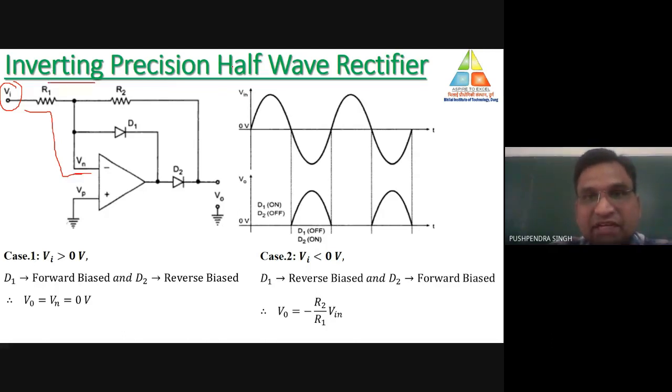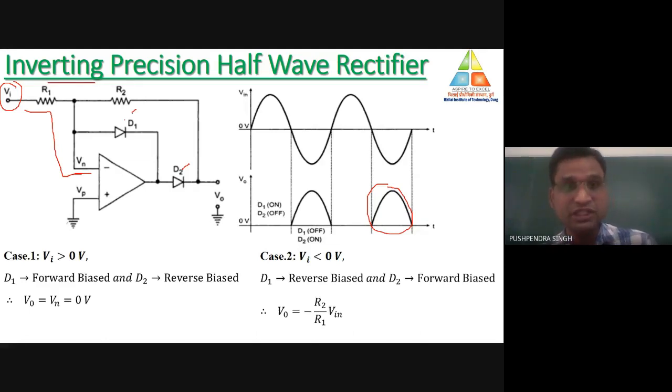Why is it a half wave rectifier? Only half of the signal, either the positive or the negative part, we get at the output terminal. Only one part of the input signal waveform we get at the output terminal. That's why it's a half wave. So in the case of the inverting precision half wave rectifier circuit, we need to connect two diodes, D1 and D2, as shown in the circuit.